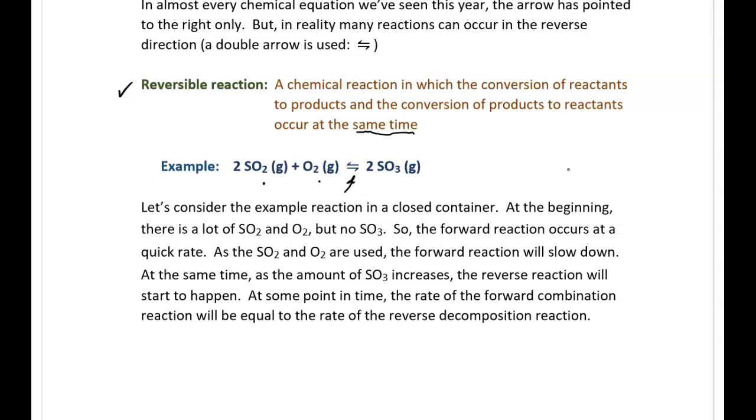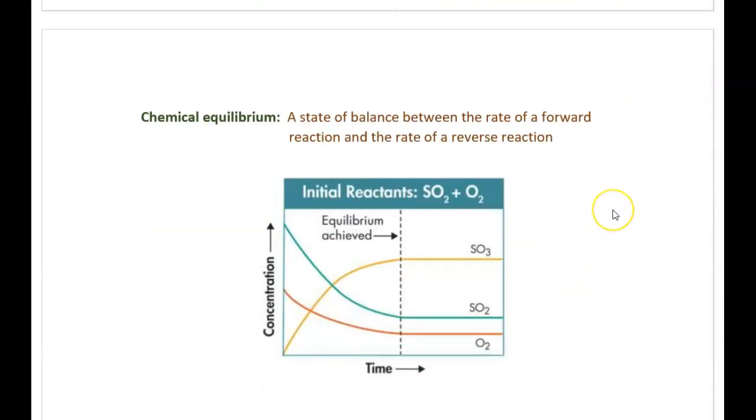At some point in time, the rate of the forward combination reaction will be equal to the rate of the reverse decomposition reaction. That point in time where the rate of the forward reaction is equal to the rate of the reverse reaction is called the equilibrium point for the chemical reaction. Chemical equilibrium is a state of balance between the rate of a forward reaction and the rate of a reverse reaction.